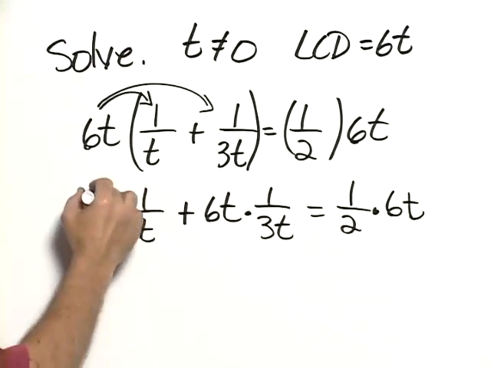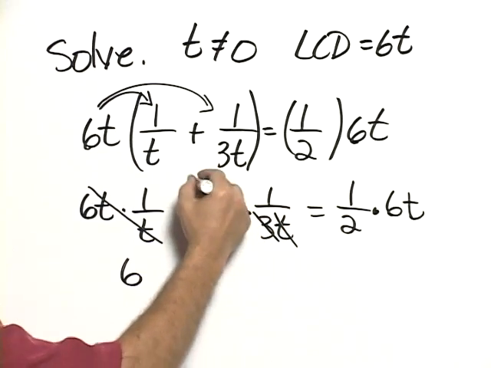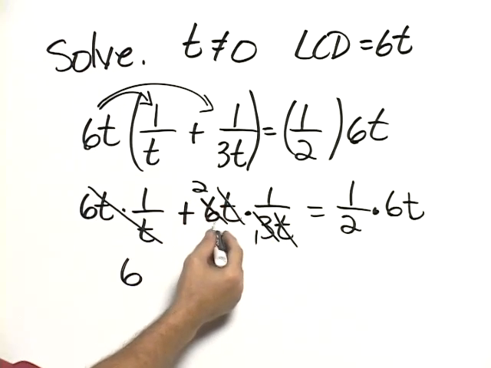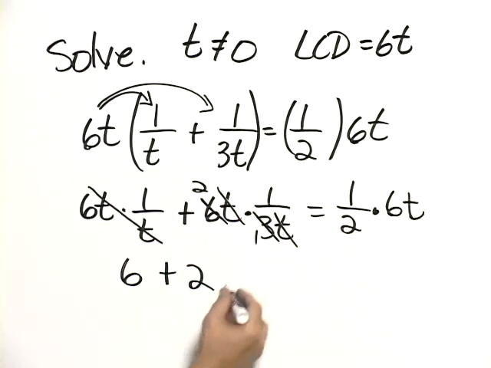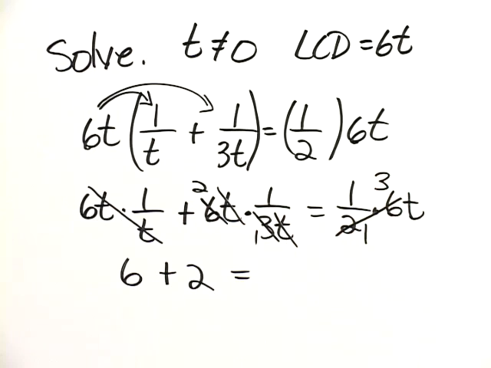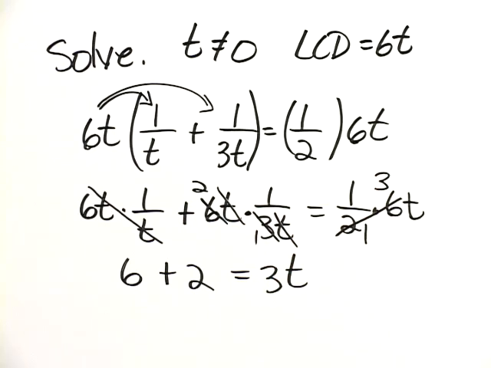Simplifying on the left-hand side, we can remove a factor of 1, the t over t, which leaves us with 6 times 1, which is 6. We can remove a factor of 1, the t over t here, but in addition to that, 3 divides into 6 twice, leaving us a 1 in the denominator, a 2 in the numerator. 2 times 1 is 2. On the right-hand side, 2 divides into 6 3 times and into itself once. So we have equals 3t.